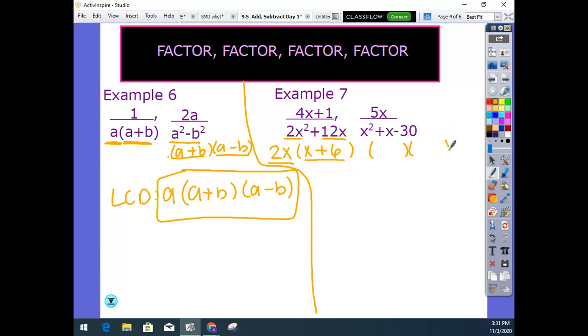Factor, factor, factor, factor. Remember, there's like a little line here. x and x, factors of 30 that subtract to get 1. Plus 6 minus 5.